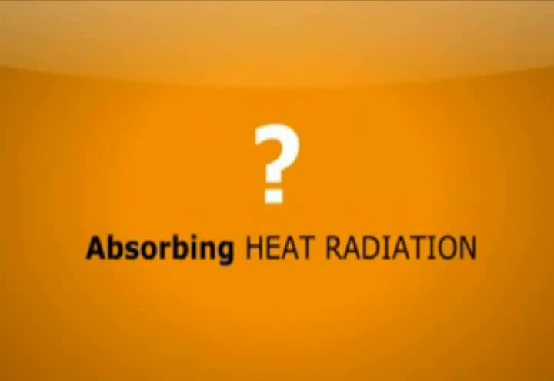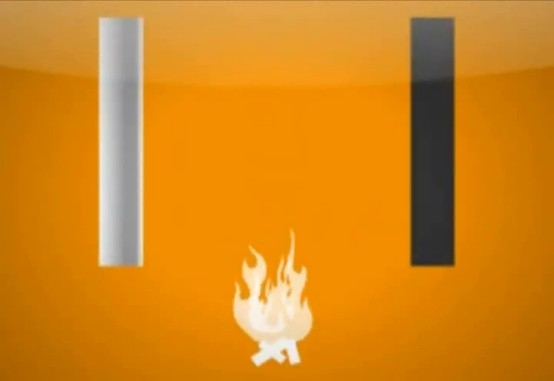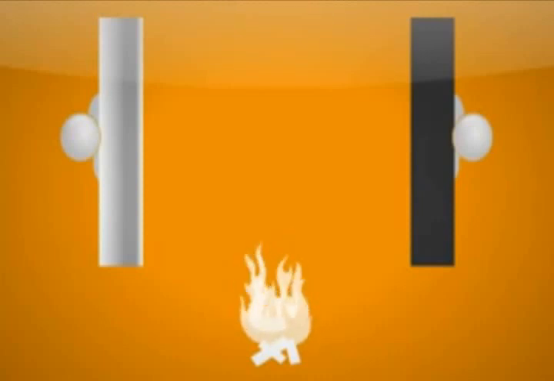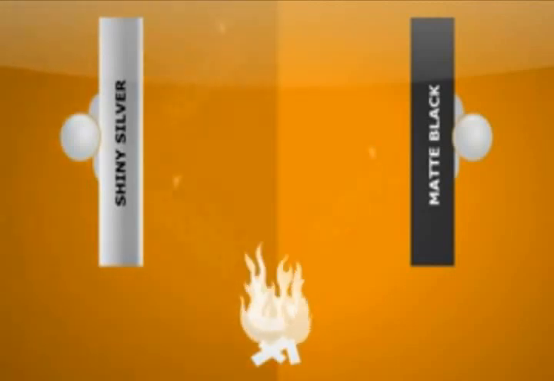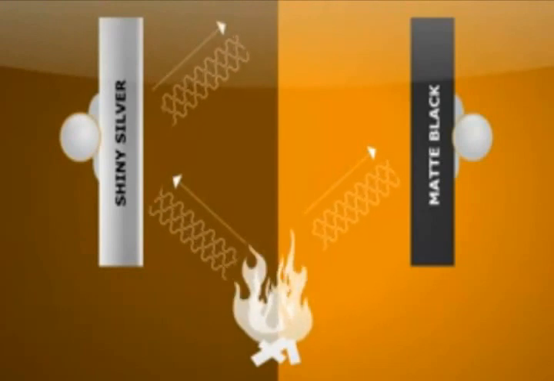Then what colors are best at absorbing heat radiation? We've seen that matte black is the best at emitting heat radiation. Let's see. We have a heating source that is a fire. We're going to stick, using wax, two marbles on two plates. One plate has a shiny surface and one has a matte black surface. So whichever surface absorbs the most heat radiation is going to melt the wax the fastest, and therefore the marble will drop quickest. Let's wait and see. First, acknowledge that the shiny surface is reflecting away all of the radiation.